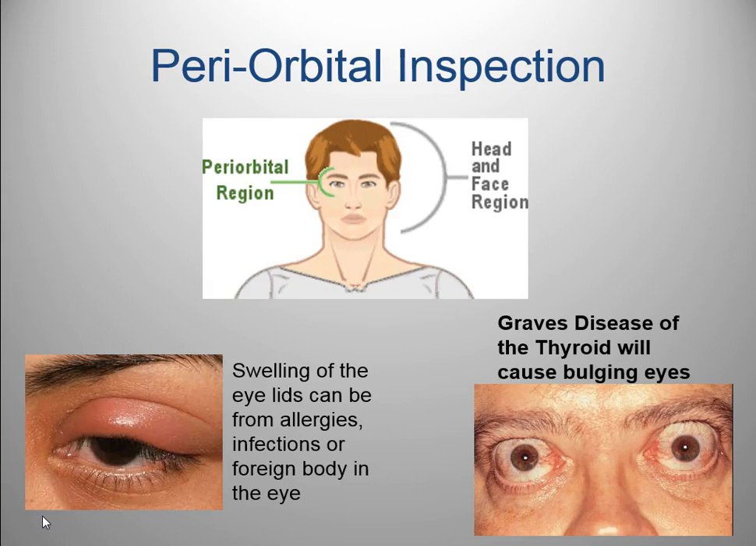So here's your periorbital inspection. Okay, so there's the periorbit in that top picture. On the bottom left, you can see the swelling of the eyelids, usually from allergies or a foreign body infection. And then on the right side, you could also have Graves' disease, which is actually a thyroid disease that you'd see more in your general medical, but it causes bulging of the eyes.